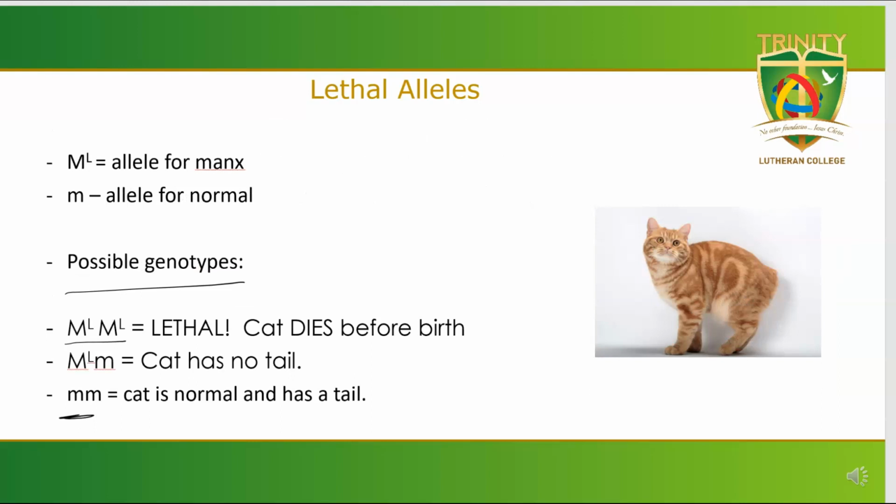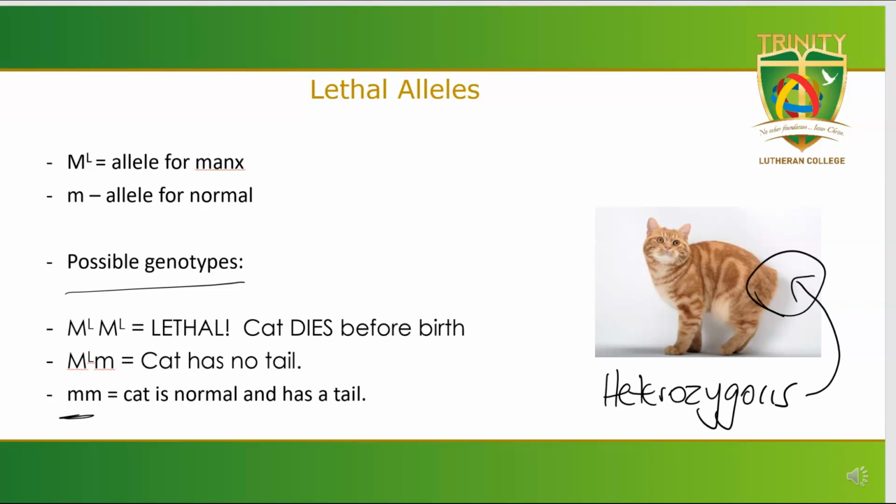So our possible genotypes then, you could have homozygous dominant, big M, big M. This is lethal. The cat dies before it's even born. So you never get to see this homozygous dominant form. All Manx cats are heterozygous. So if it has no tail, it is a heterozygote. And the homozygous recessive form, it has a tail. It's a normal cat.